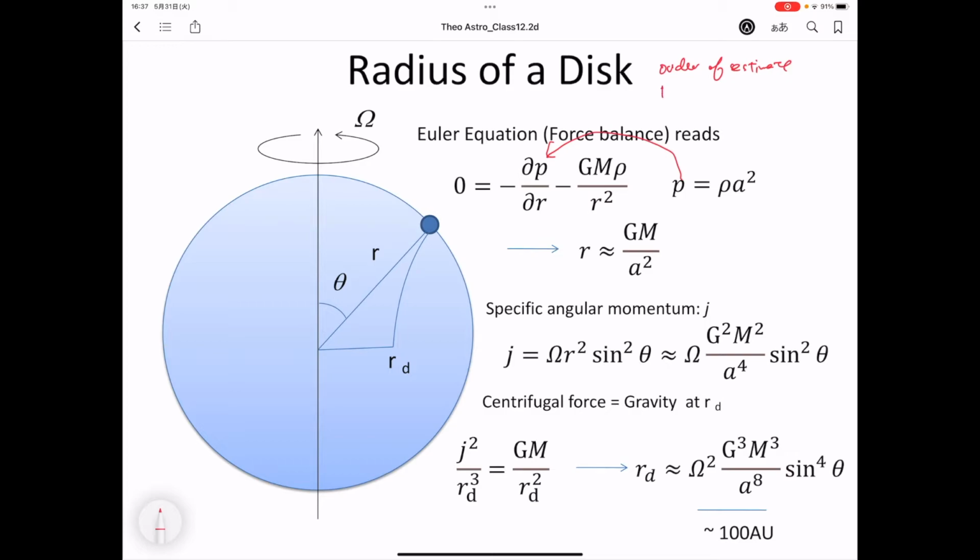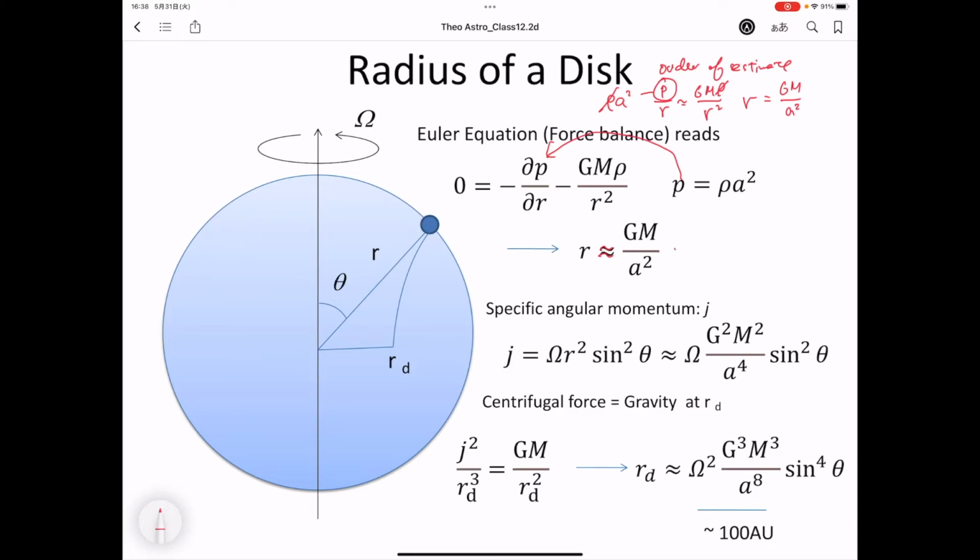Then P over R, where we only consider magnitude, equals GM rho over R squared. The P is rho A squared. Then rho is going to be cancelled out on both sides of the equation. Then you can find R. R is expressed as GM over A squared. So we use the order of magnitude estimate, R is nearly equal to GM over A squared.